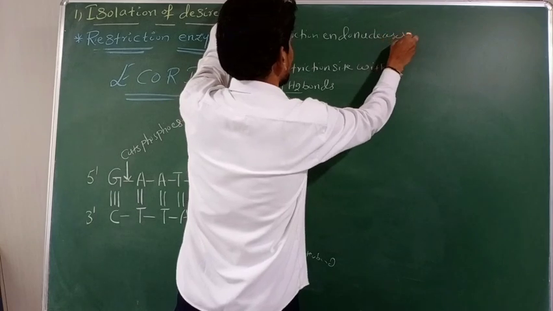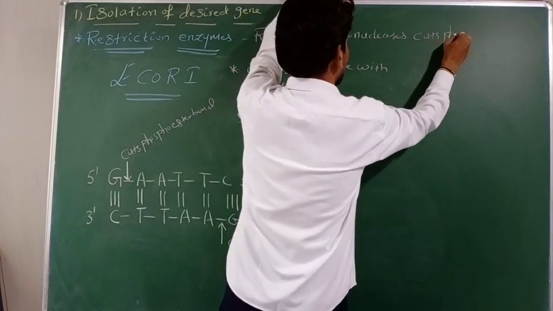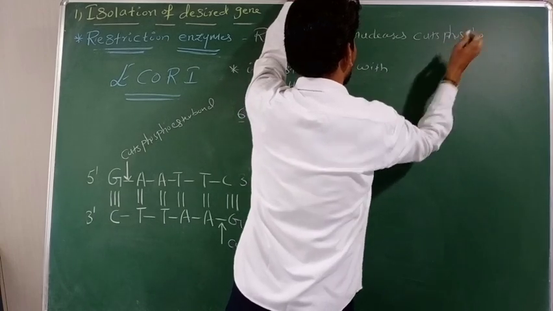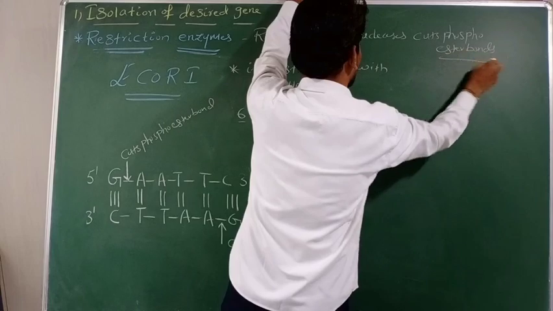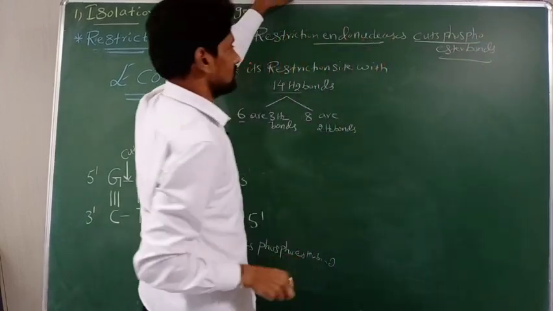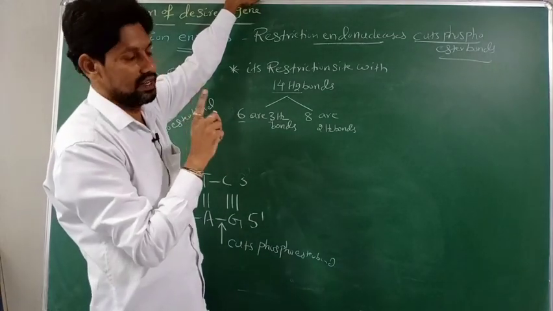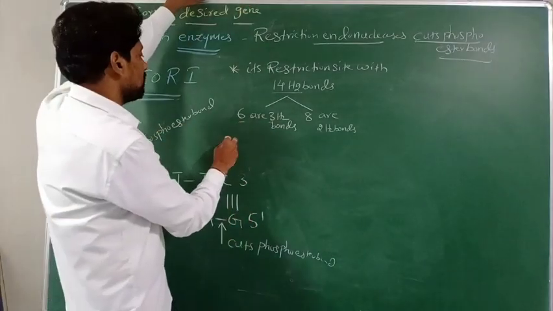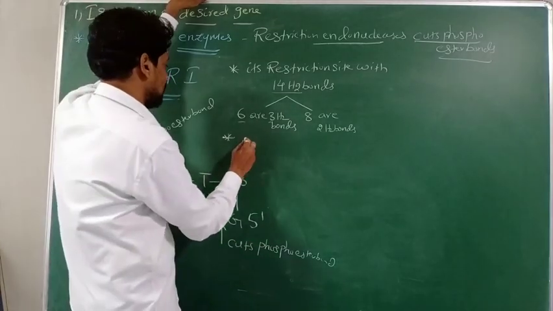Restriction endonucleases cut what? Phosphoester bonds. Do restriction endonucleases cut hydrogen bonds? No, they cut phosphoester bonds. Therefore, here how many phosphoester bonds are removed? You see, 2 phosphoester bonds are removed.